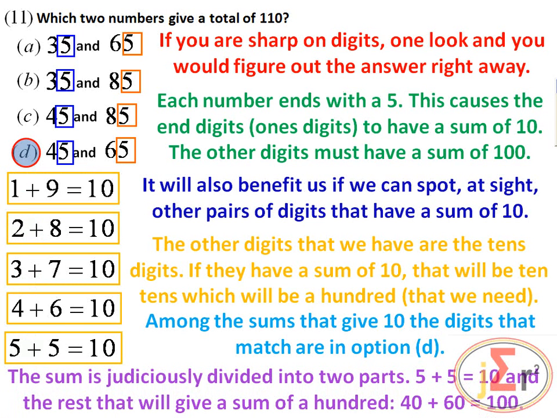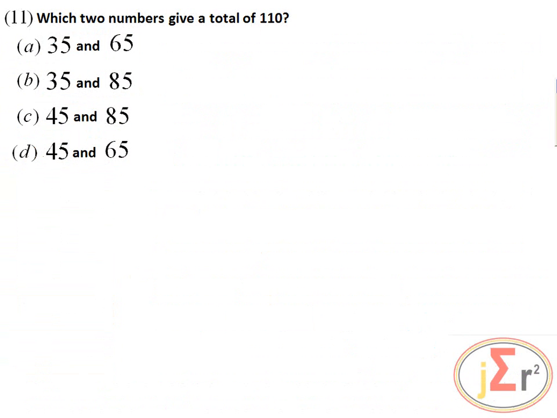The sum is judiciously divided into 2 parts. 5 plus 5 equals 10, and the rest that will give a sum of 100. 40 plus 60 is equal to 100. And we will do a little bit of investigation on the next slide in order to bring home our point more clearly.